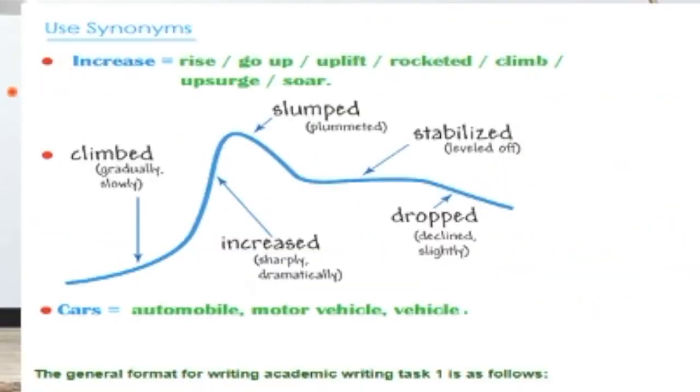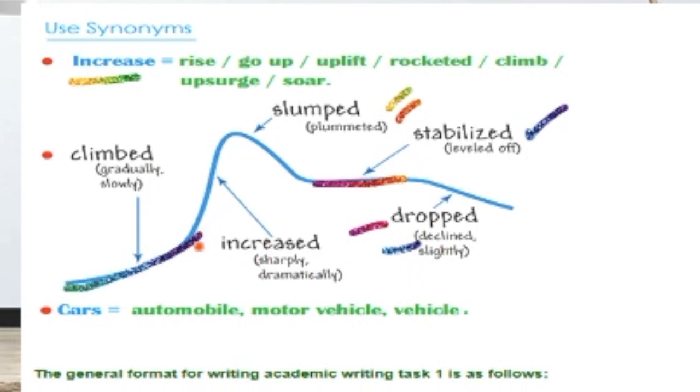Some other vocabulary that we can take a look at is, for increase, we can use rise, go up, uplift, rocketed, climb, upsurge, roar. And for fall, we can say slumped, plummeted. And when it is a level off, we can say stabilized, level off. For dropping, it is dropped, declined slightly, increased sharply, dramatically, and this is gradual increase. So all the vocabulary is what we have discussed.